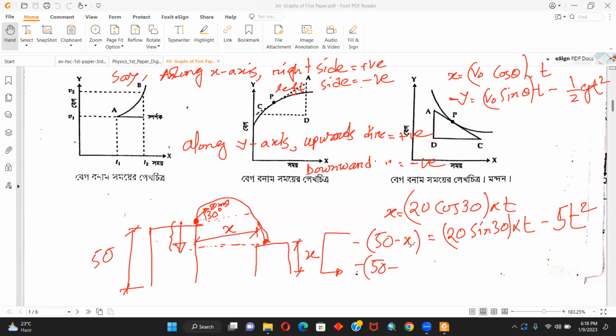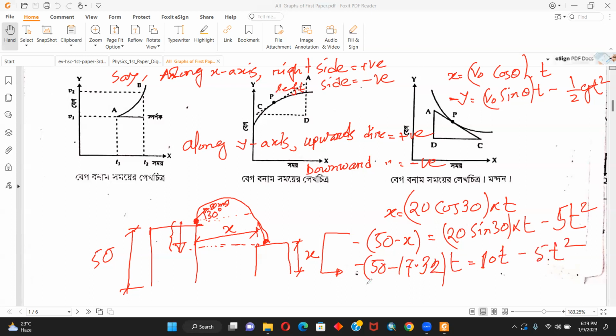Let me check cosine 30. Cos 30 is root 3 by 2. Root 3 by 2 times 20, so that will be 17.32 times t. And here sine 30 is half, remember? Yes. So 10t minus 5t squared.